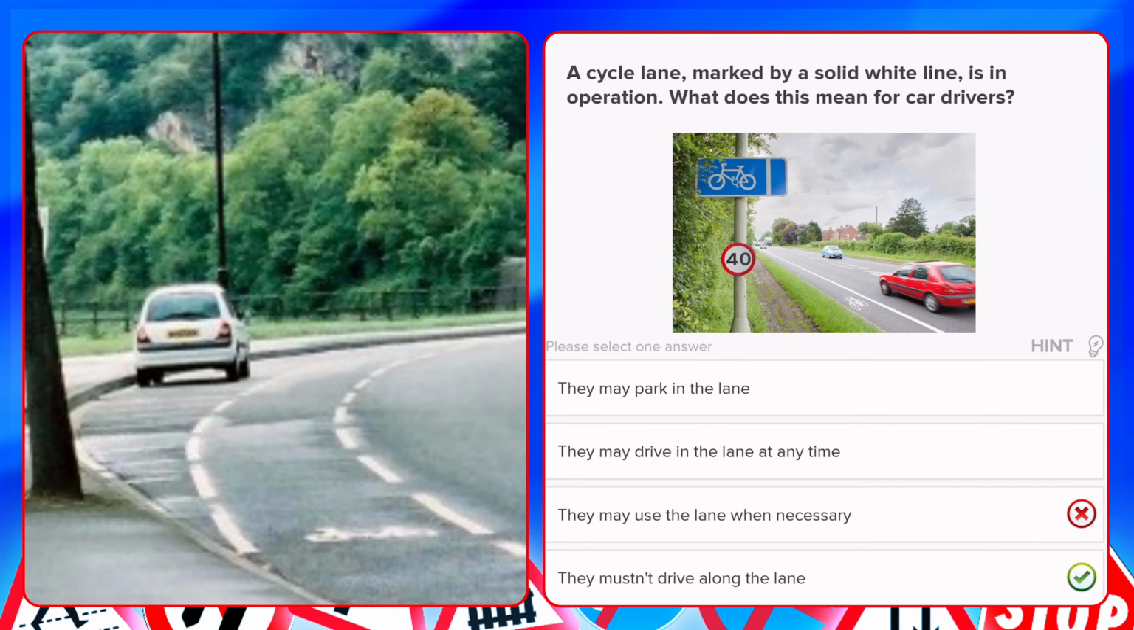So you have two types of cycle lane questions in the theory test, one with the broken line. So here you can see the lines are broken, and the one with the solid line in the question. So the questions are, for the solid line we're talking about, first of all, a cycle lane marked by a solid white line is in operation. What does this mean for car drivers? Correct answer, they mustn't drive along the lane. The common wrong answer, they may use the lane when necessary. Right, so that's the solid white line.